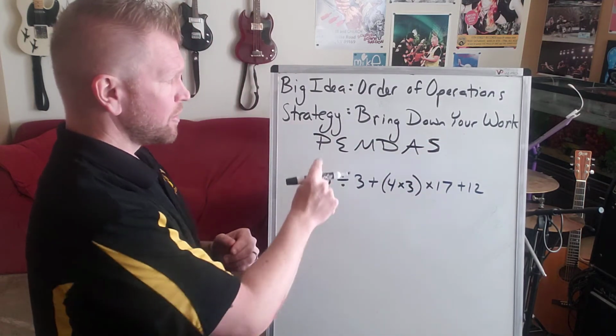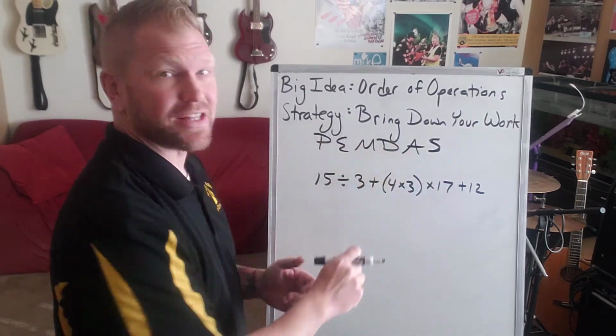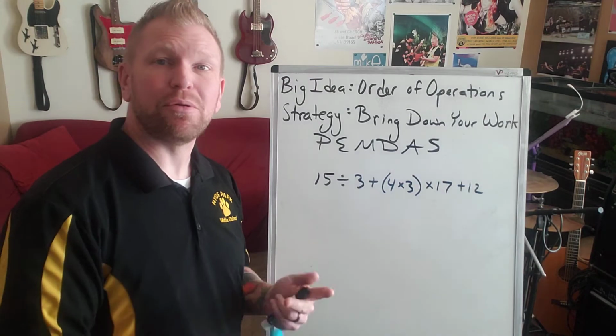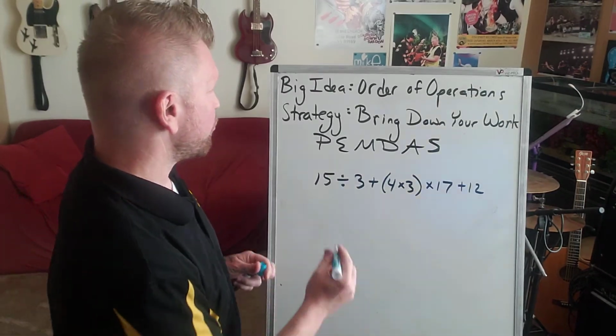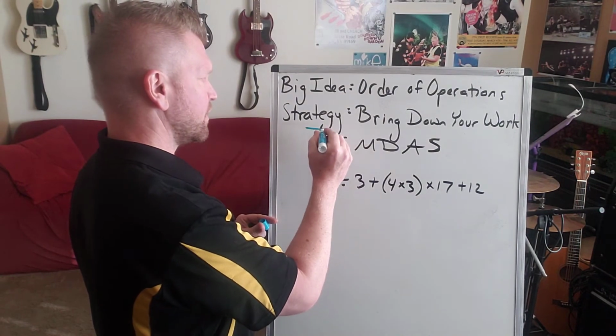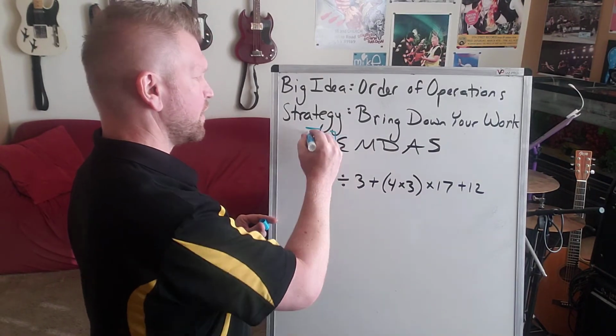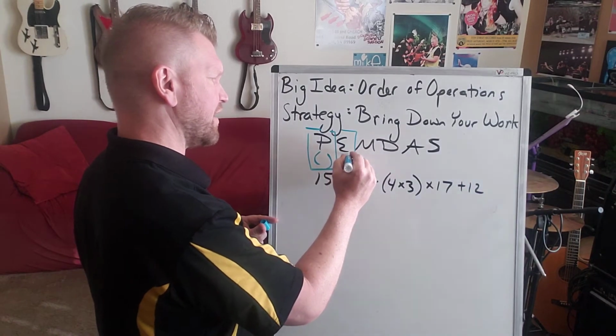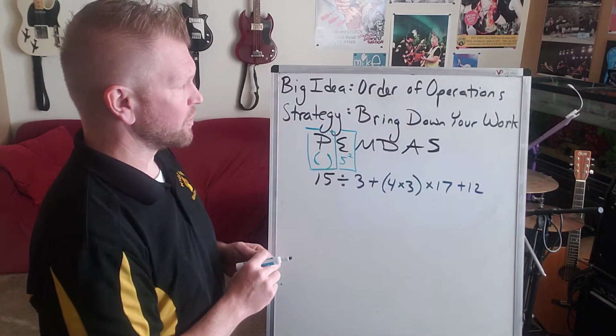PEMDAS, or please excuse my dear Aunt Sally. Now, when you remember please excuse my dear Aunt Sally or PEMDAS, you're remembering the order of operations. Step 1 is parentheses or any grouping symbol. Step 2 is exponents. Like if you see 5 to the second power, that's an exponent.